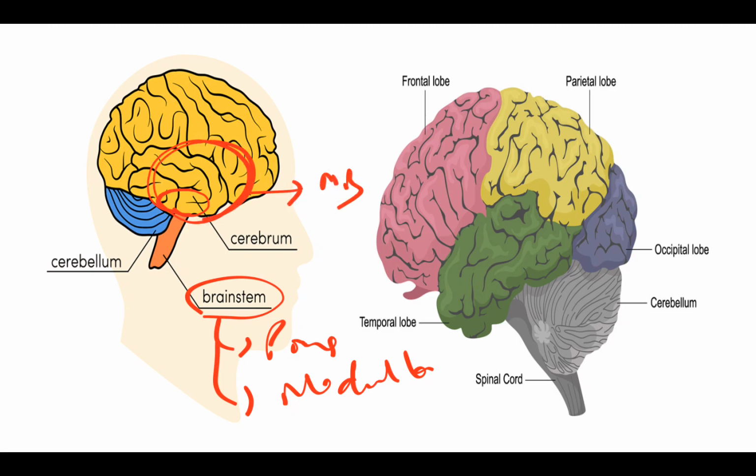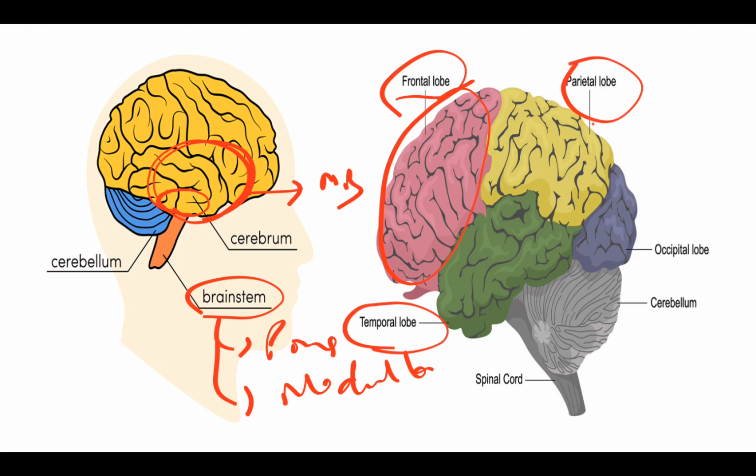So the lobes, we have four lobes. The frontal lobe is the anterior-most one. The parietal lobe is right behind the frontal lobe. The temporal lobe is on the lateral sides, and the occipital lobe is at the back.